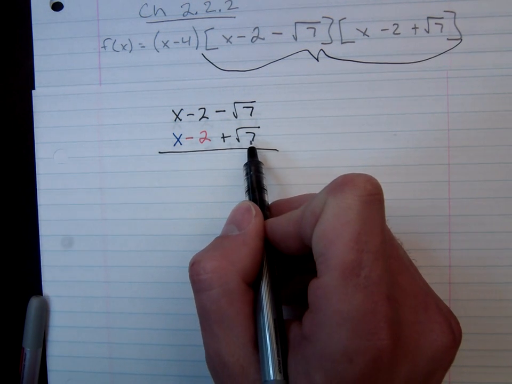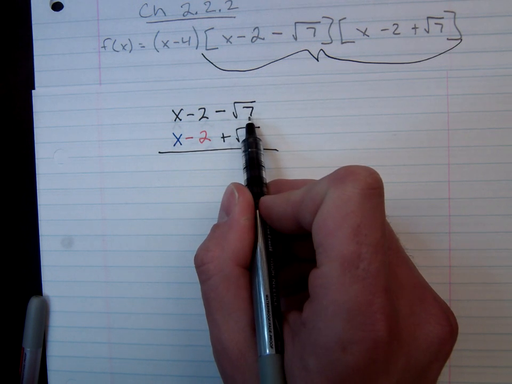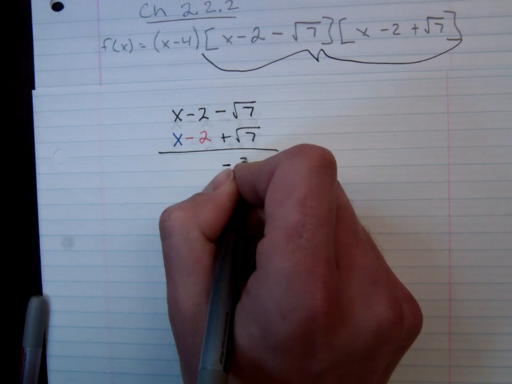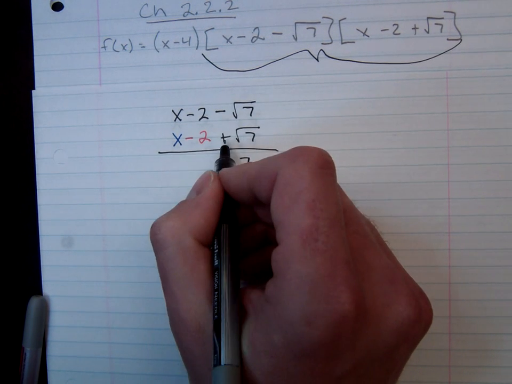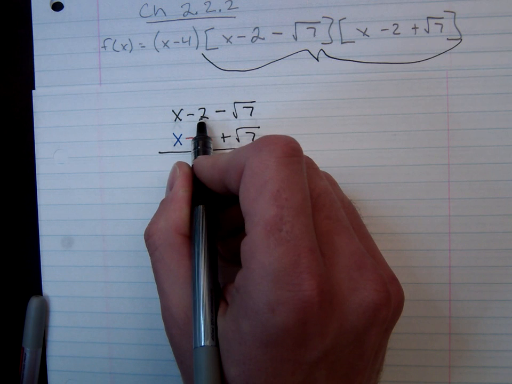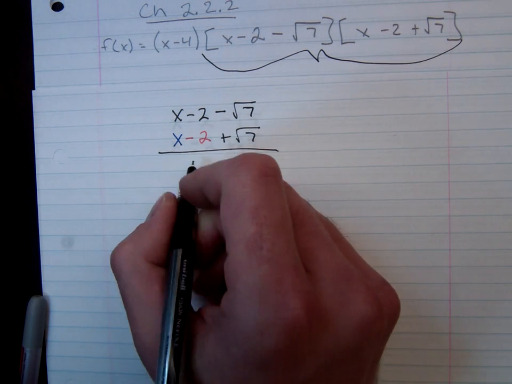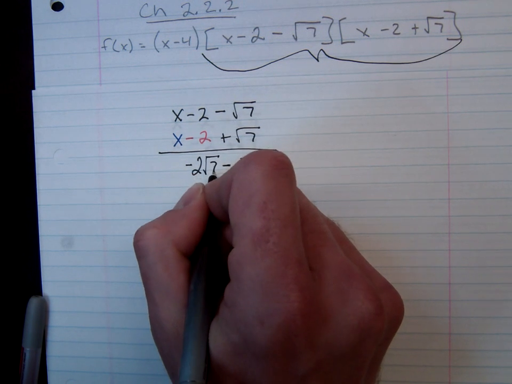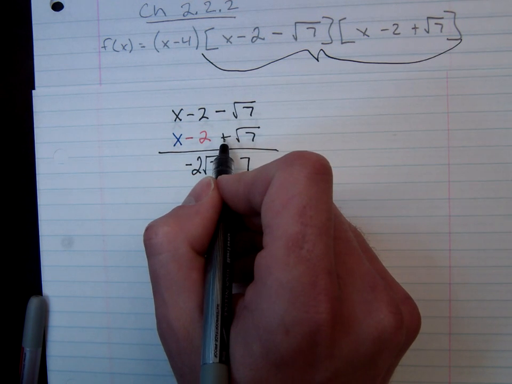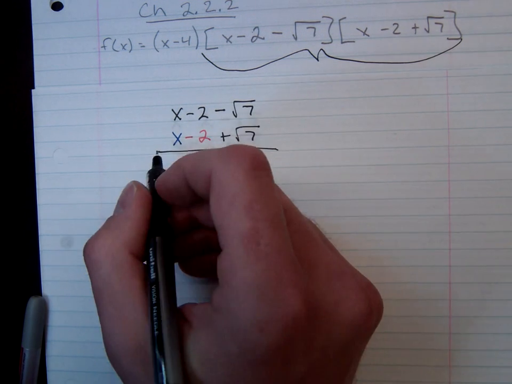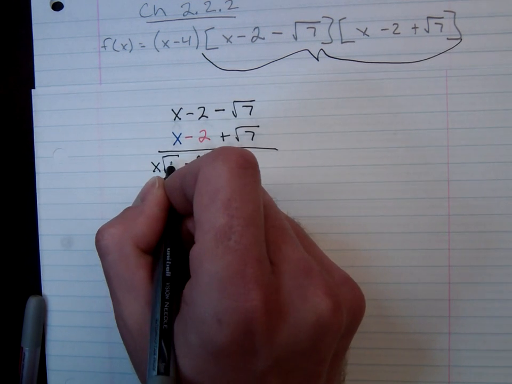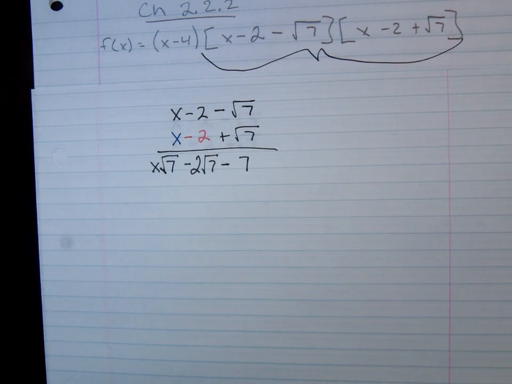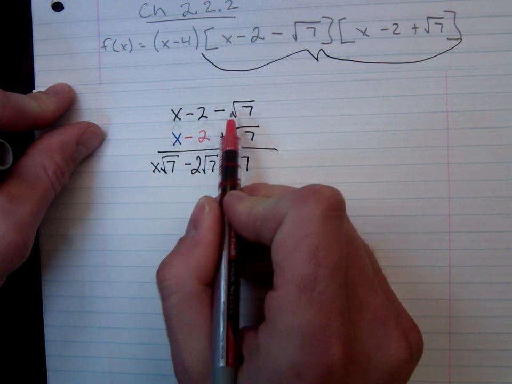term, and we have the positive square root of 7 times negative square root of 7 is simply going to be negative, the square roots will cancel out, 7, plus the square root of 7 minus 2 square root 7. Okay. And then positive square root 7 times x, so x square root 7. Okay. Now, for the next piece, I'm going to focus on my red term here on the bottom.